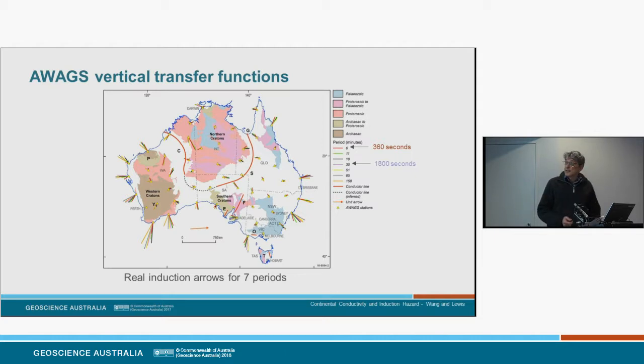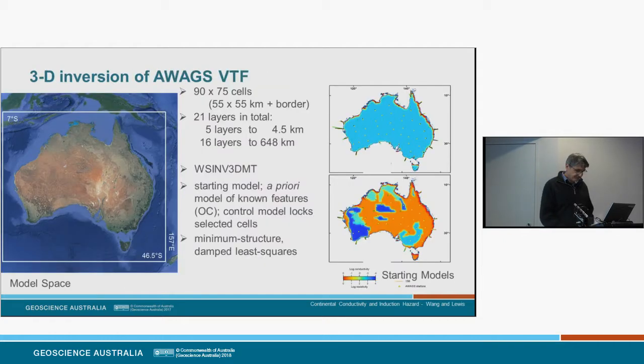So it was these AWAGS vertical transfer functions, both the real and the imaginary transfer functions, that were used as input to derive a 3D conductivity model of Australia. So we ran inversion on the data in conjunction with our Thai and Japanese colleagues, and the model space was made up of 21 variable thickness layers over an area shown in the blue there.